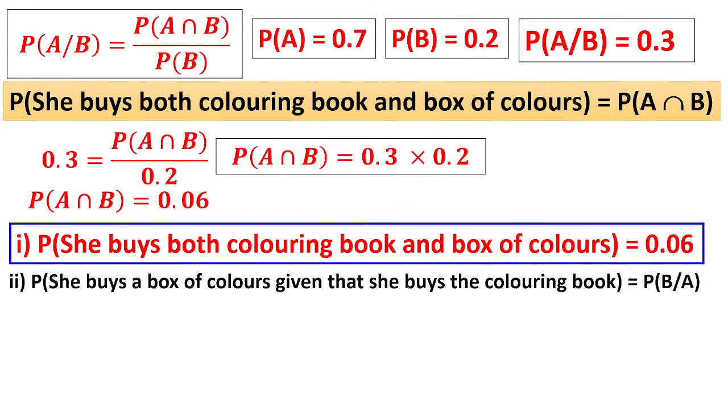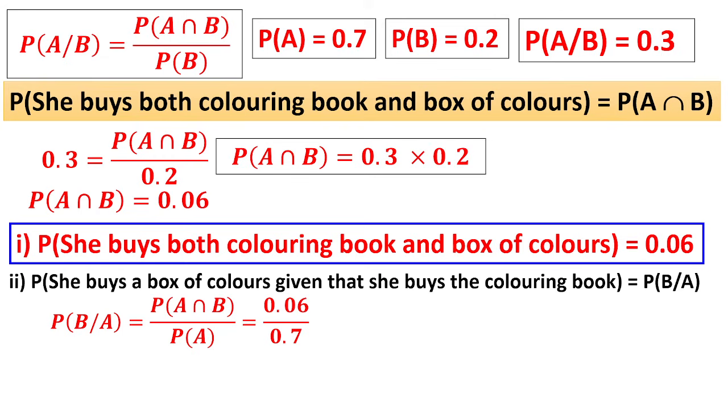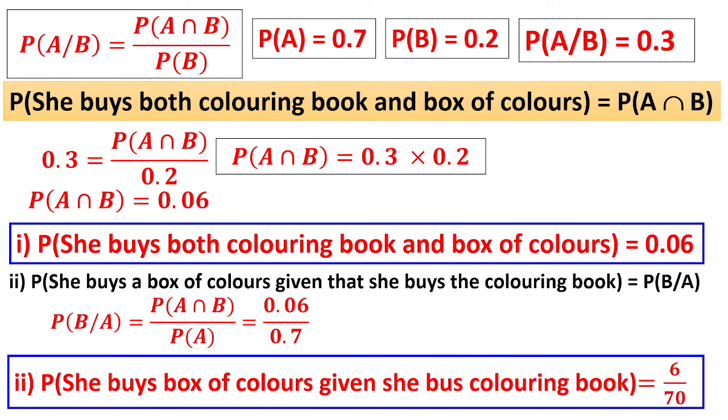Let us move on to question number 2. She buys a book of color given that color box, therefore B given A. You know the formula. Already P of A intersection B is obtained from subdivision 1. Substitute, it is 6 by 70.